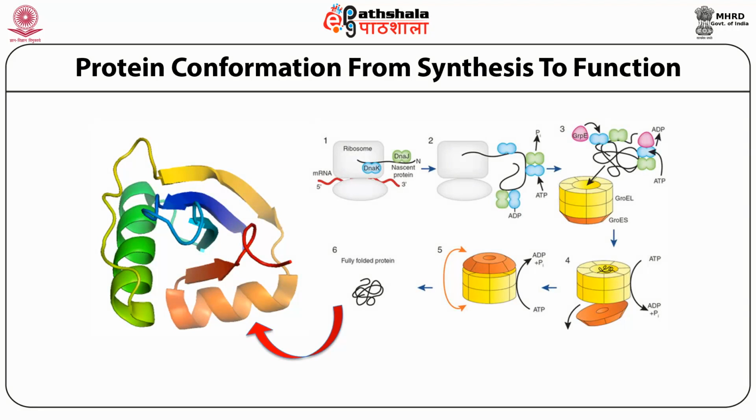We talk about the protein conformation from synthesis to function. You can see here that the protein synthesis occurs in a large number of steps. After the synthesis, it further requires a lot of cellular machinery such as the GroES system, which helps the protein to correctly fold and then form the fully well organized tertiary fold structure of the protein.